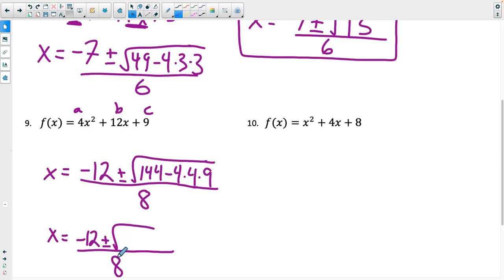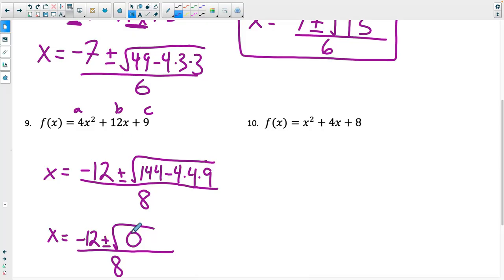0. Yeah. So it's kind of a weird problem. But it goes back to what we've talked about with the discriminant. So if I have 0 right here, what is the square root of 0? Come on. Shout it out. 0. Yeah. Okay.